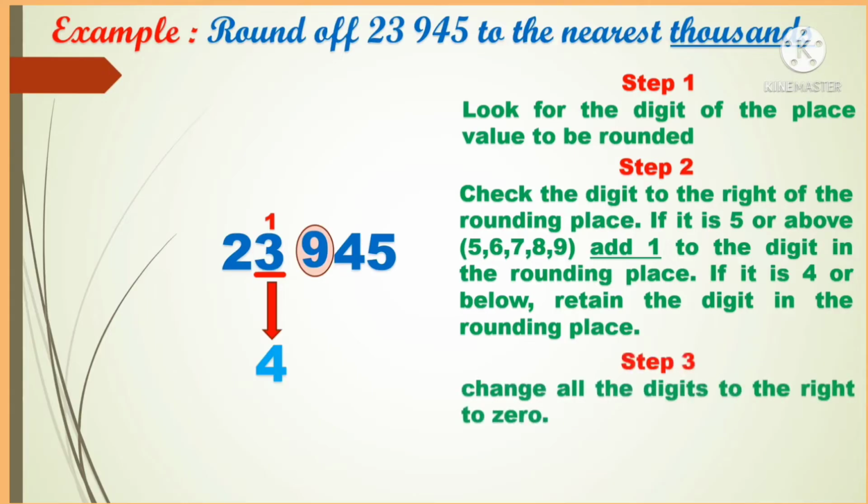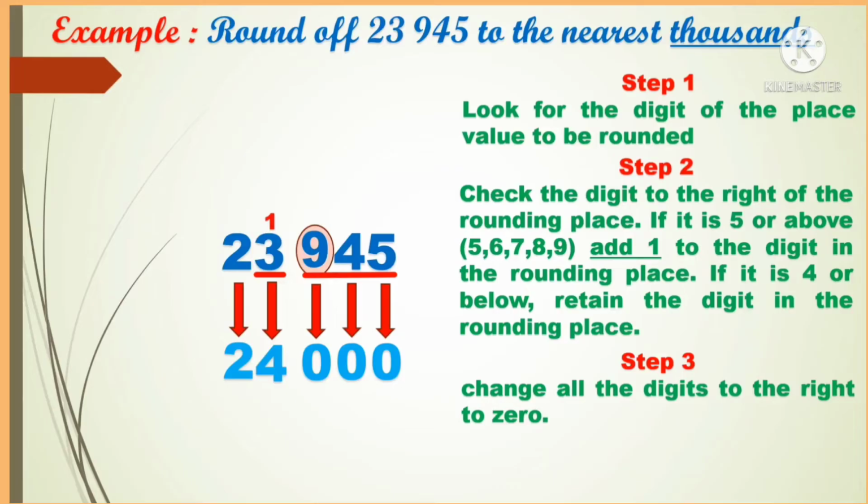Now, step 3. Change to zeros all the digits to the right. So, itong 9, 4, 5 ay magiging zeros na ngayon. Ayan. And then, kokopyahin lamang natin ang nasa kaliwa. So, kapag in-round off natin ang 23,945 sa nearest thousands, ito ay magiging 24,000, which is, we rounded up. Okay?